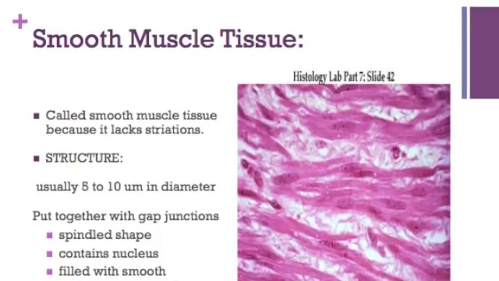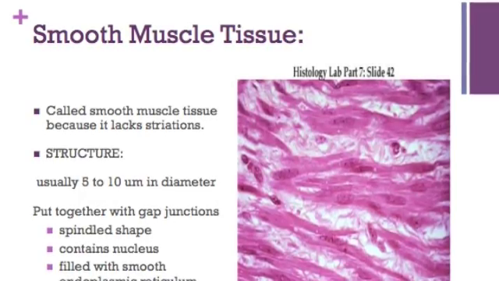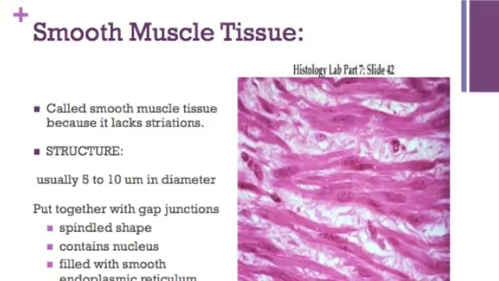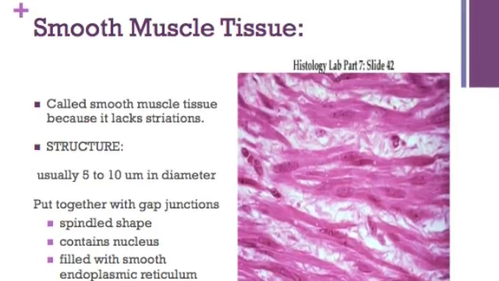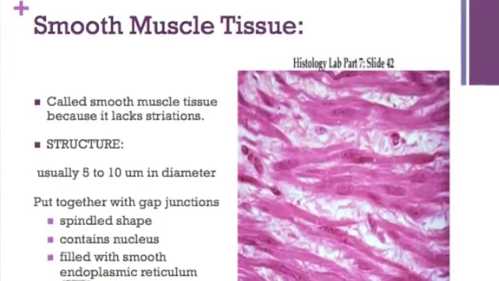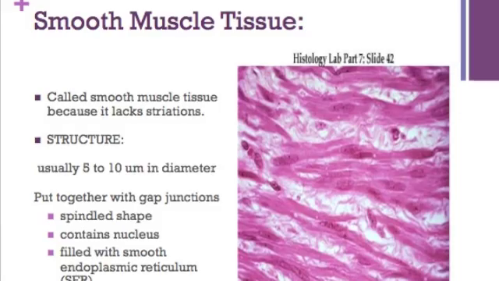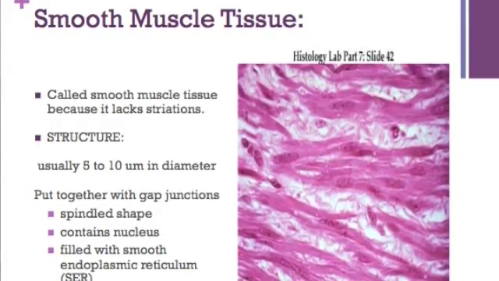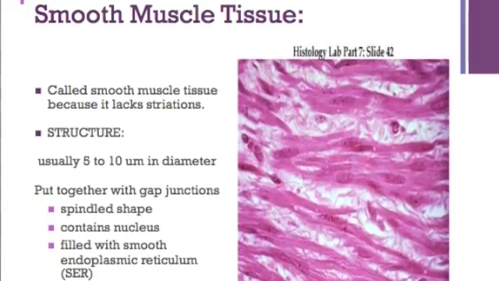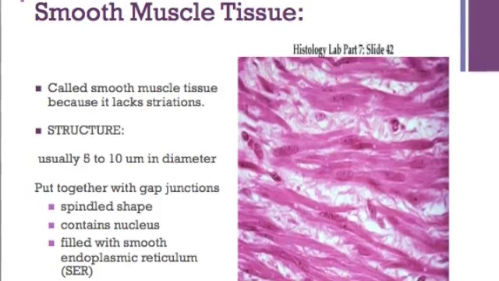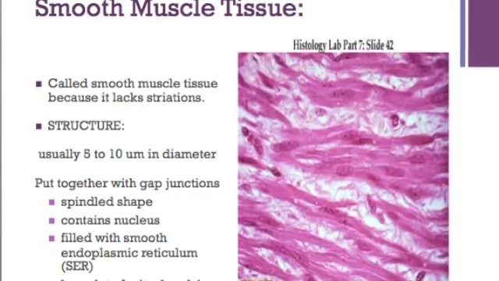It is called smooth muscle tissue because it lacks striations. Like you know, striations are thread-like cells that have alternating light and dark cross markings. Usually, smooth muscle tissue is 5 to 10 micrometers in diameter, which means that smooth muscle tissue is smaller than skeletal muscle tissue. It is put together with gap junctions, and if you remember from the cells unit, gap junctions are channels that are linked to the cytoplasm of adjacent cells.